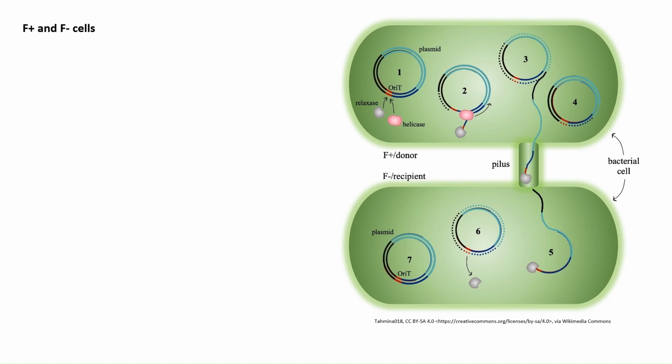Now, what do we mean by F plus and F minus cells? As you can see here, this is an F plus cell. F plus means the cell that contains the F plasmid, that is the donor cell. The cell is a donor cell because it contains the F plasmid and hence we call such a cell an F plus cell. F minus means the cells that do not contain the F plasmid, and these are recipients.